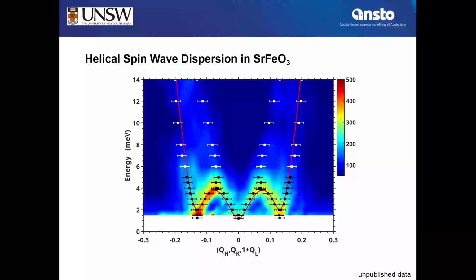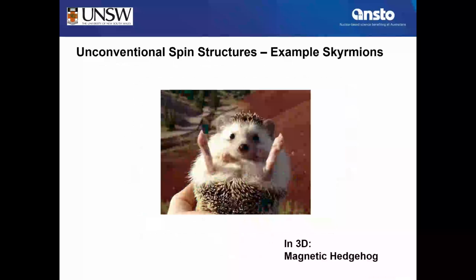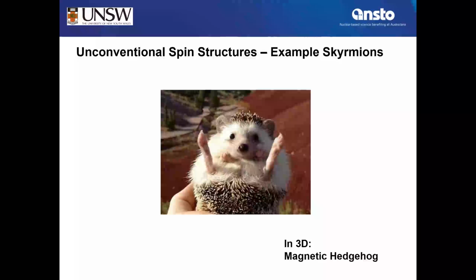Okay, back to spin canting. So once again, spin canting, either zigzag, or if the spin canting is one direction, a spin cycloid or a spin helix. And the most extreme case would be a one-dimensional spin whirl, spin dot. That's actually called a skyrmion, also a hot topic in current research, because it would also be ideal in data storage or quantum computing.